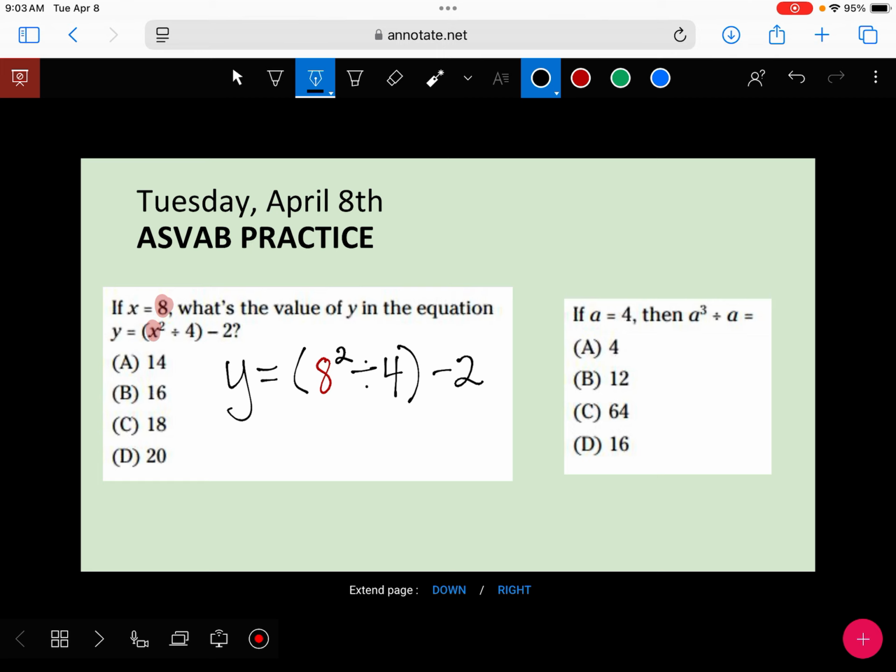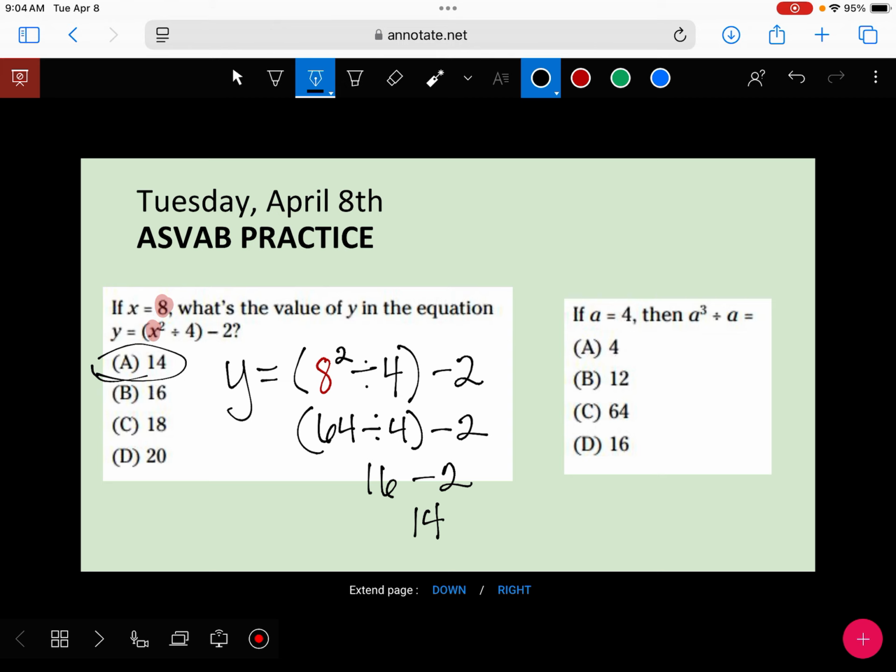And what did you all get? Who got A? All right, so let's go ahead. I'm going to work it out using order of operations. So first we would do our parentheses, which would be 64 divided by 4 minus 2. 64 divided by 4 is 16. And 16 minus 2 is actually 14. So I agree with that answer. I also agree that it's A.